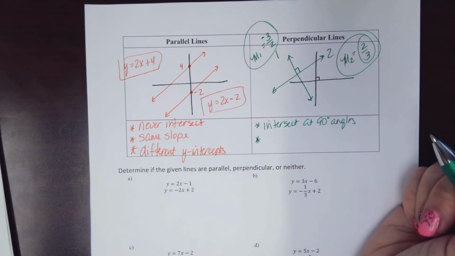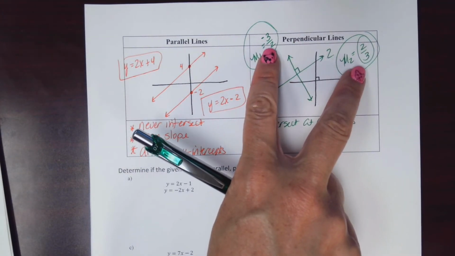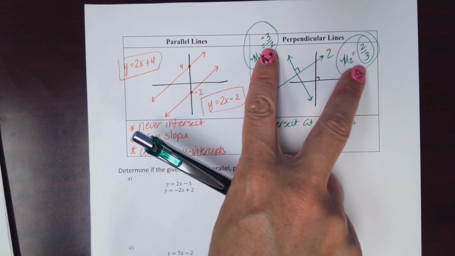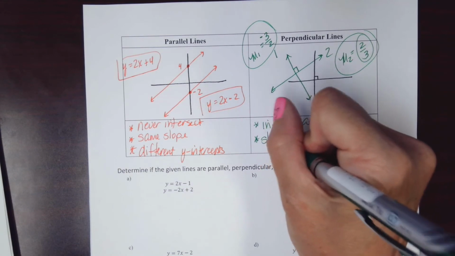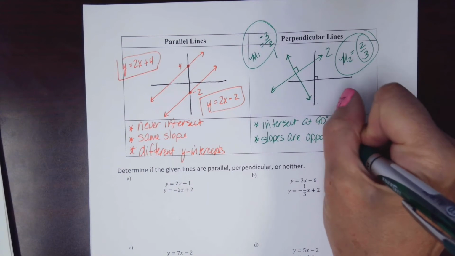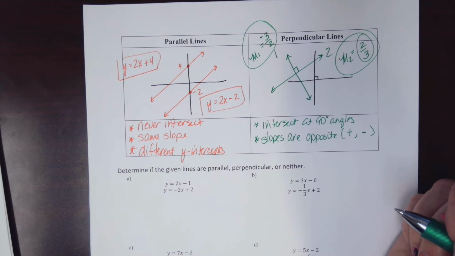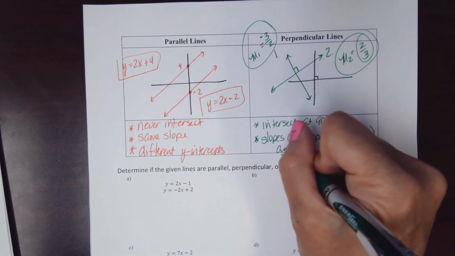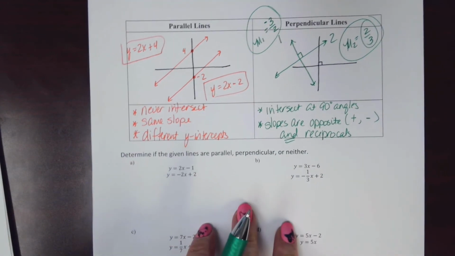And I can compare the slopes and know if I have perpendicular lines because the slopes are related to each other. Can you see that relationship? One's positive and one's negative, so they're opposites. And the values are reciprocals of each other. I take the first one and flip it upside down to get the second. So the slopes have two things in common. They are opposite: one's positive, one's negative. And they are also reciprocals, so I flip one to get the other.